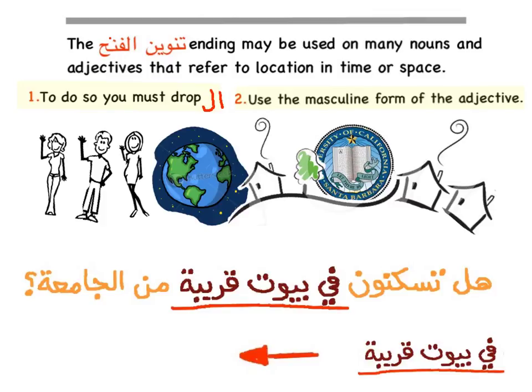So, في بيوت قريبة, we have قريبة as the adjective, so we take it, we drop the alif lam if we have it, and we use the masculine form, so قريب. And to make it an adverb, what is the last touch? Yep, it's the tanween alif, so قريبا. It would be هل تسكنون قريبا من الجامعة?